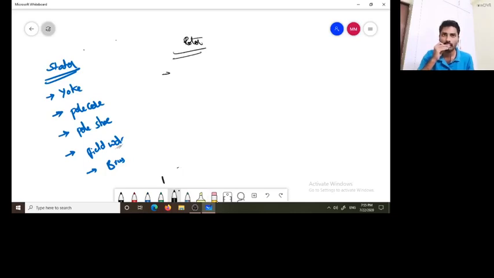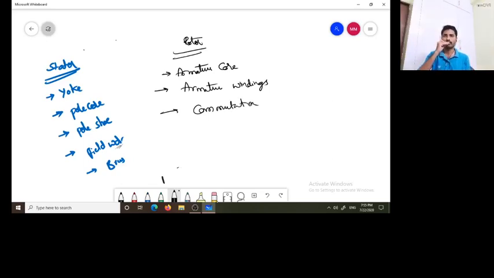In the rotor we have the armature core, armature windings and commutator. These are the important parts present in the rotor, and we will see them one by one. In a DC machine, particularly, the rotor is called the armature. What is the other name of rotor? Armature. So we will talk about the armature core now.